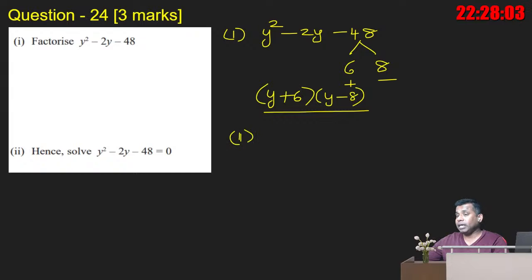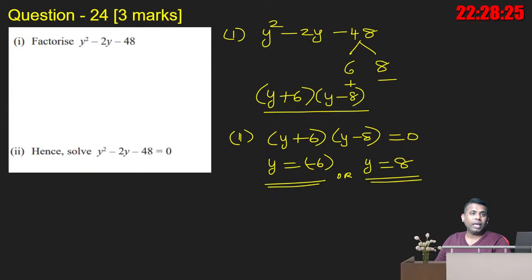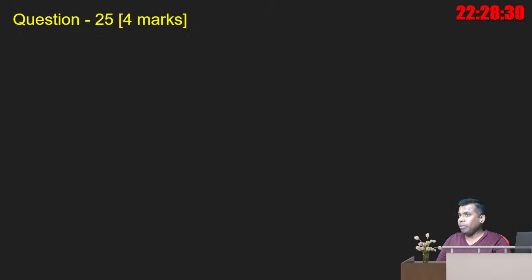And the second part is the continuation of that. So you can say (y plus 6)(y minus 8) equals 0. And so y equals minus 6 and y equals 8. So these are the two answers: y equals minus 6 or y equals positive 8. That is question number 24. That is a 3 marker.